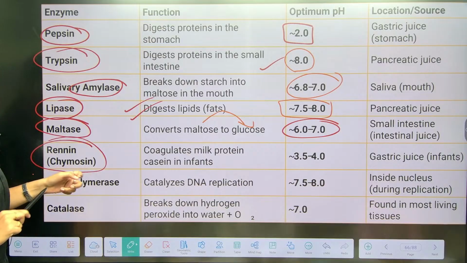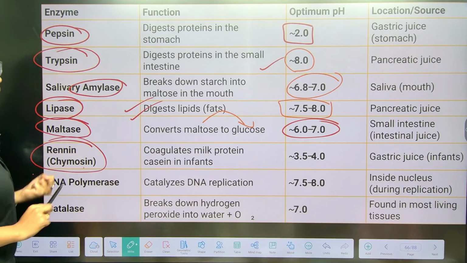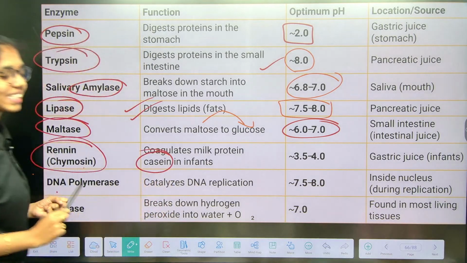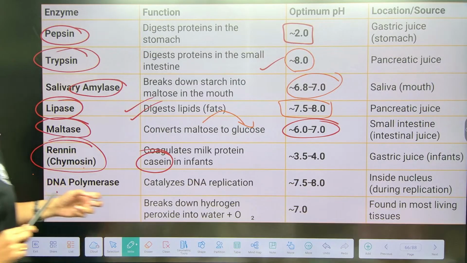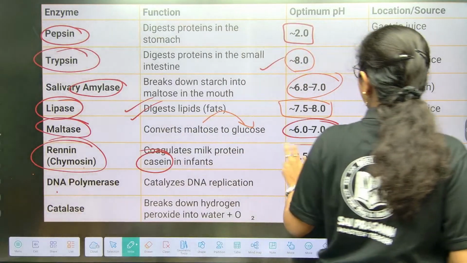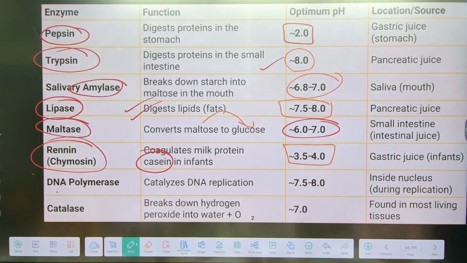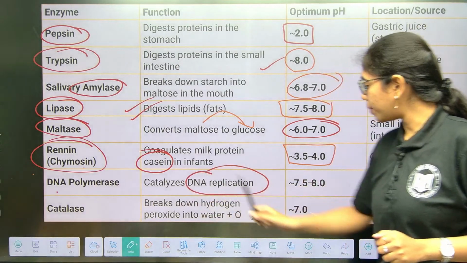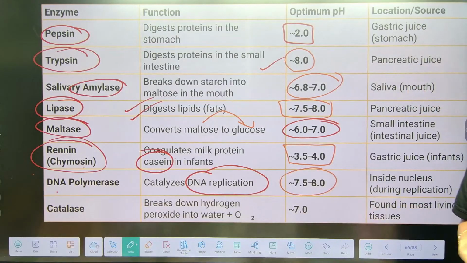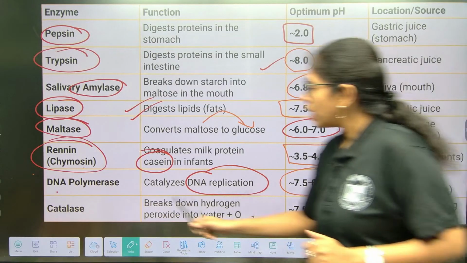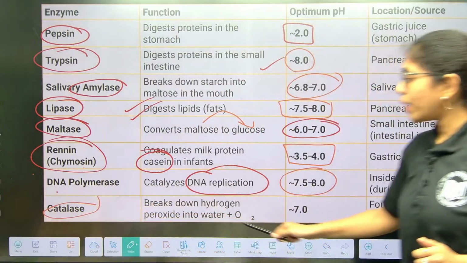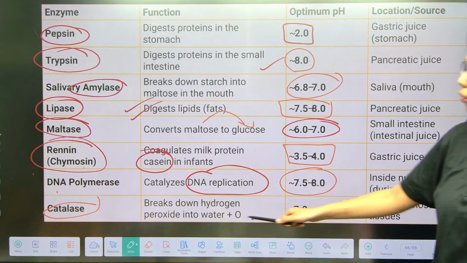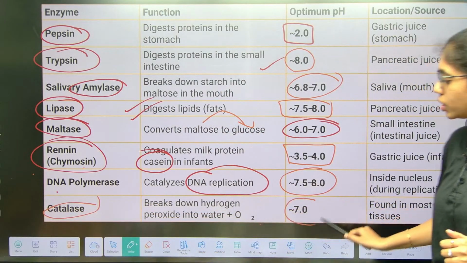Renin, which is also known as chymosin, coagulates milk protein, that is casein, in infants, whose optimum pH is 3.5 to 4.0. DNA polymerase catalyzes DNA replication, pH is 7.5 to 8. Catalase breaks down hydrogen peroxide to water and oxygen, whose pH is 7.